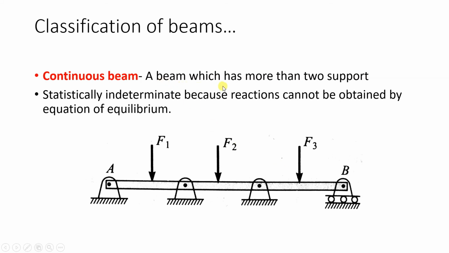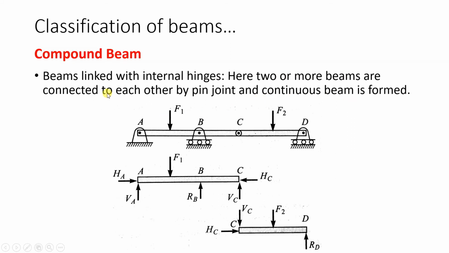Okay, so a beam which has more than 2 supports is called a continuous beam, and this type of beam is statically indeterminate because reactions cannot be obtained by the equations of equilibrium, because here the number of unknowns is more. There are only 3 conditions of equilibrium: summation Fx is 0, summation Fy is 0, and moment about a point is 0. But we have so many unknowns, so this is statically indeterminate because reactions cannot be obtained by the equations of equilibrium.